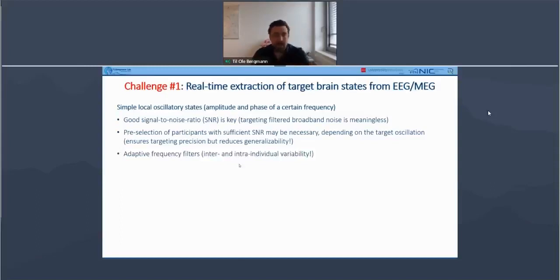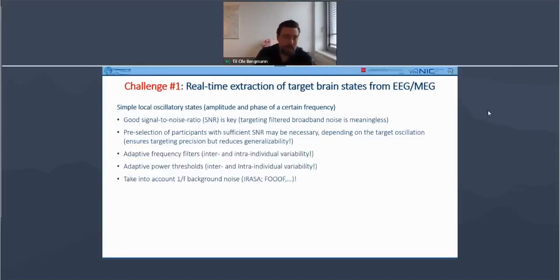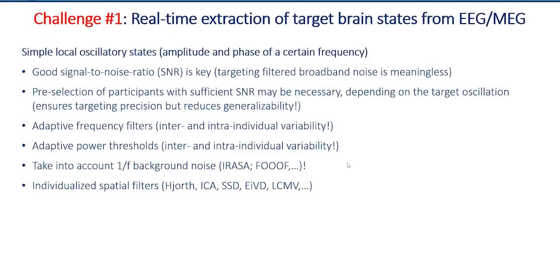You need to use adaptive frequency filters, adaptive power thresholds, take into account maybe the 1/f background noise, and use individualized spatial filters to really be able to extract what you think is an interesting oscillatory brain state in this specific case.